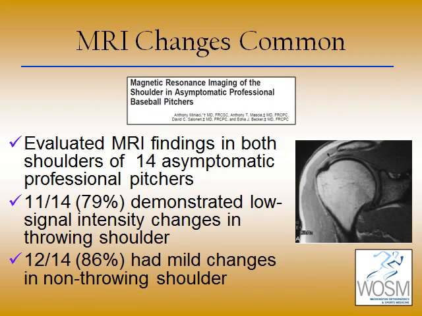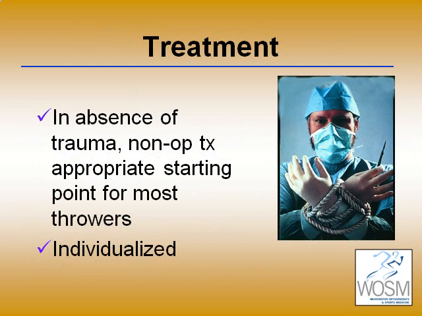In this study by Miniaci, they evaluated MRI findings in both shoulders of 14 symptom-free professional pitchers. They found that 79% demonstrated low signal intensity changes in the throwing shoulder, consistent with tendon pathology and/or partial thickness cuff tears. 86% had mild changes in their non-throwing shoulder. Again, a caveat: take the significant MRI findings of the cuff with a grain of salt.